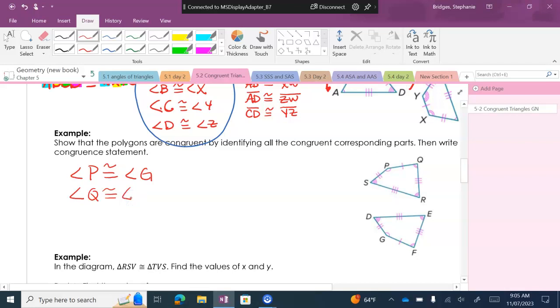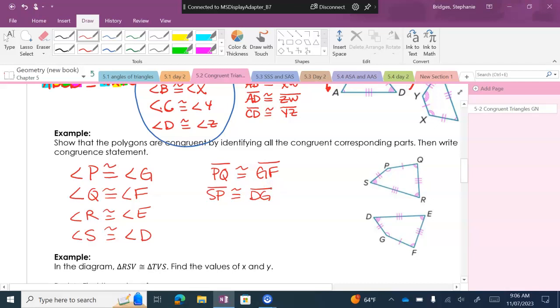the bottom picture is F. Three curves in the top picture, R. Three curves in the bottom picture is E. And then four curves in the top is S, and four curves in the bottom is D. All right, and then for sides, what pair of sides has one marking in the top? PQ. And then one marking in the bottom? GF, okay. All right, two markings would be top SP and bottom DG.